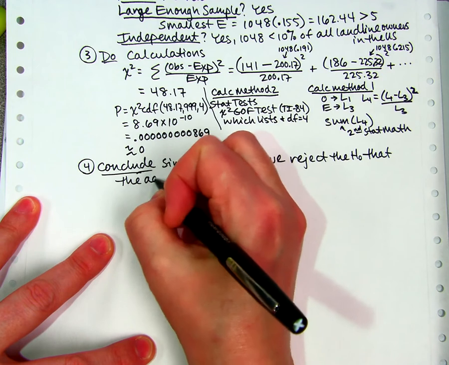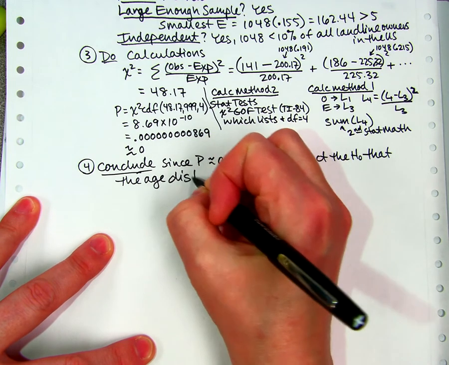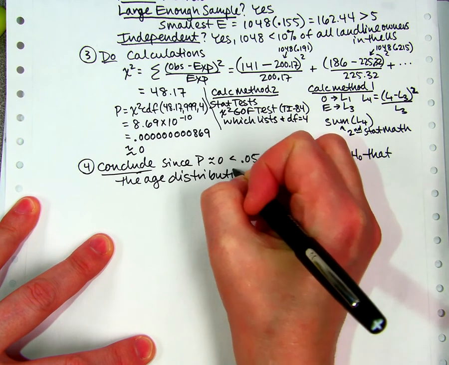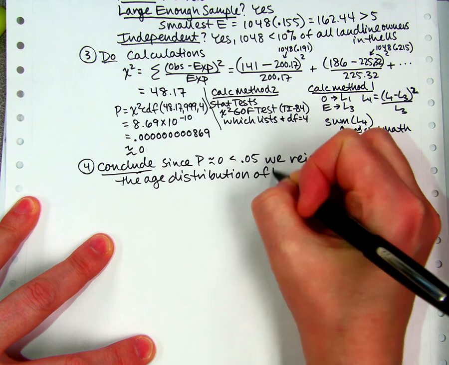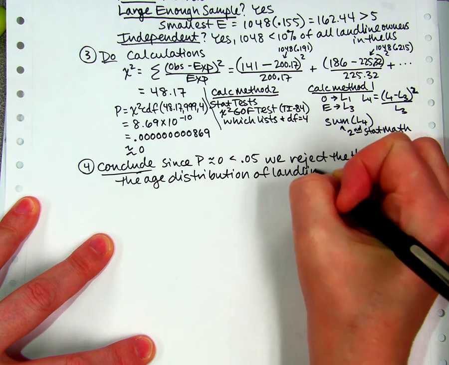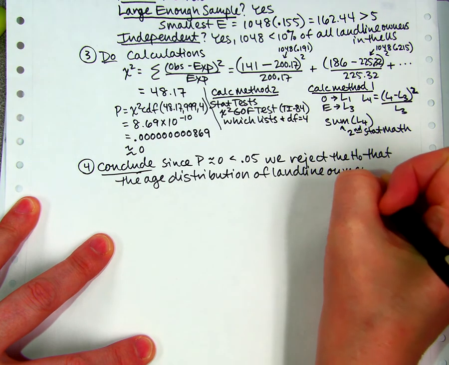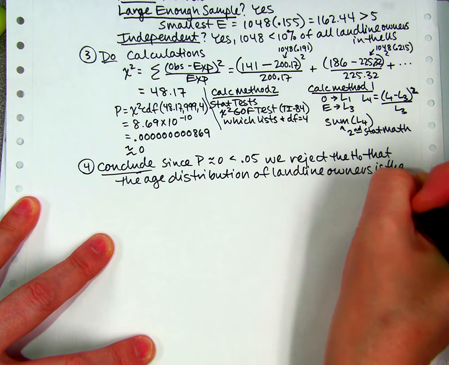The age distribution of landline owners is not the same as the population.